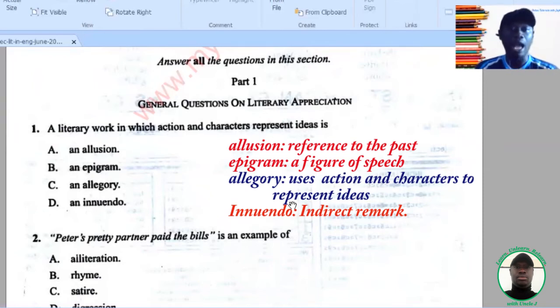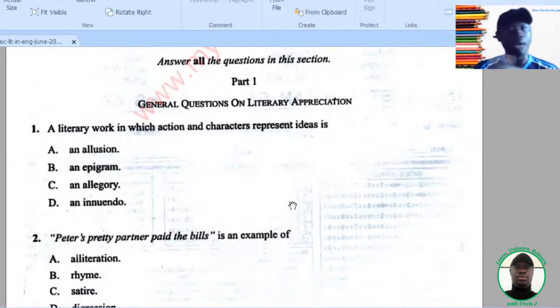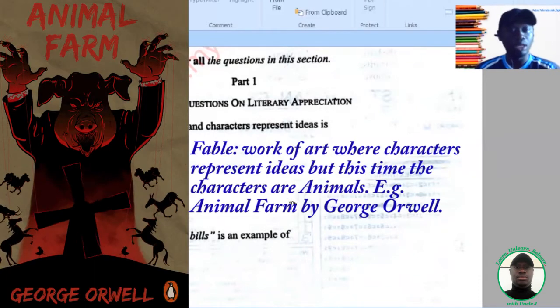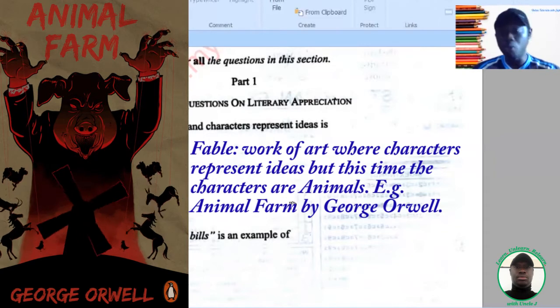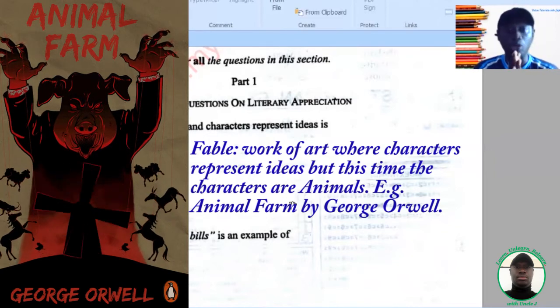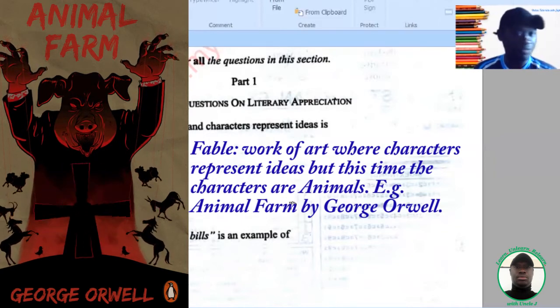So allegory here is a literary work in which the characters and actions represent ideas. It is from allegory that we got fable. Now, the most popular fable work that we all know is George Orwell's Animal Farm.